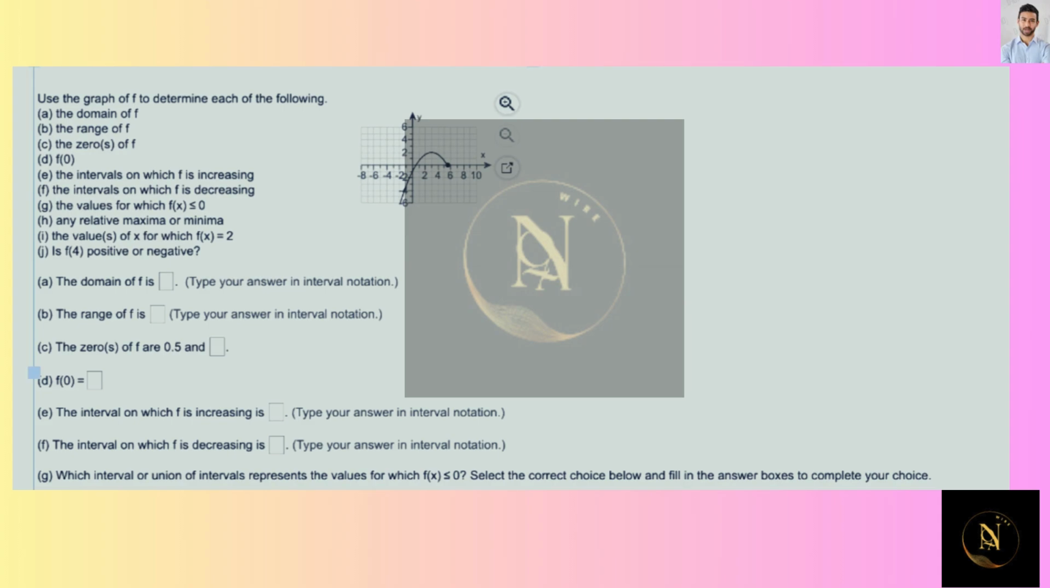The domain of this function is really about how it's behaving left to right, and it goes forever to the left, but stops at the right, and that appears to be at 5.5. So we would say that the domain in interval notation would be from negative infinity to 5.5 included because of the closed circle.